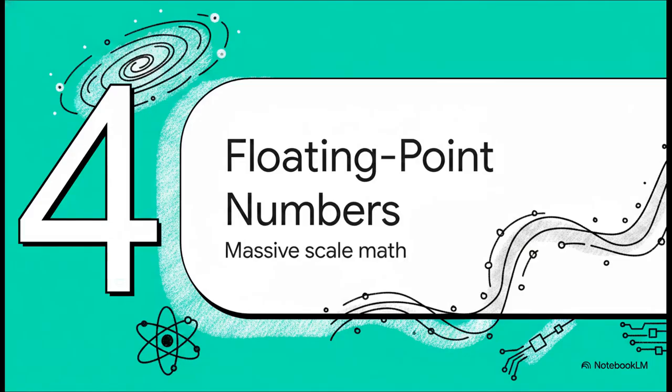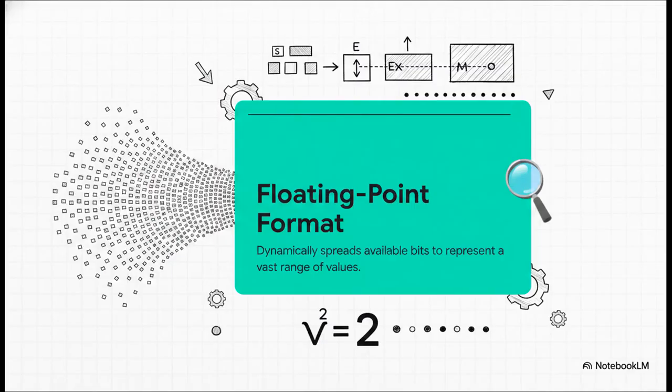All right, Section 4, Mastering Floating Point Numbers, Scaling to the Microscopic and the Astronomical. So fixed-point binary math is great, but it completely fails when it comes to massive scales. Floating-point representation fixes this. It's a system that dynamically spreads out the available bits to represent a truly vast range of values. It works a lot like scientific notation. You have a significand, which is the base fraction, a base, which in computers is obviously 2, and an exponent that basically tells the radix point, or the decimal point, where to float.